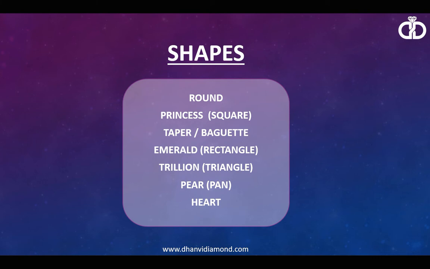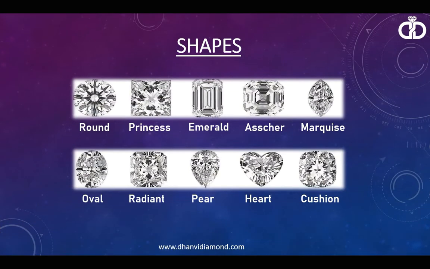These are the different shapes which are usually found in the market. If you go, you'll see the round, the princess, tapers, baguettes, emerald, trillion, pear and heart. These are the most prominent shapes which are found in the market. The best shape is the round, of course, because it shows highest brilliance and highest luster. Depending on the rough size and the rough shape, the shapes of diamonds are decided.